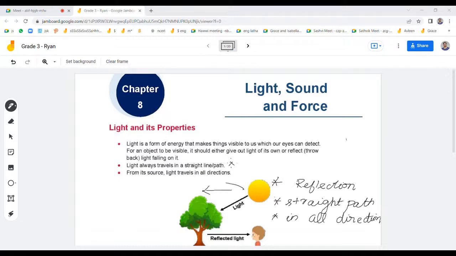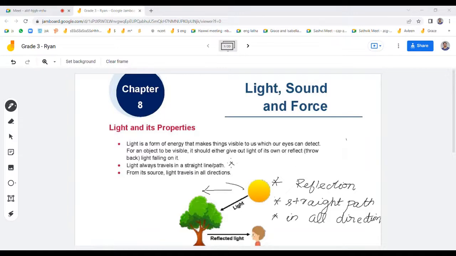So first I'll move to the next slide and I'll ask you. What is the first property? The first property is reflection. Second property is straight path. Third one is in all directions. Correct. With these three simple words, you can remember these sentences. These are the three important properties of light. Next slide. Go to page number 2.